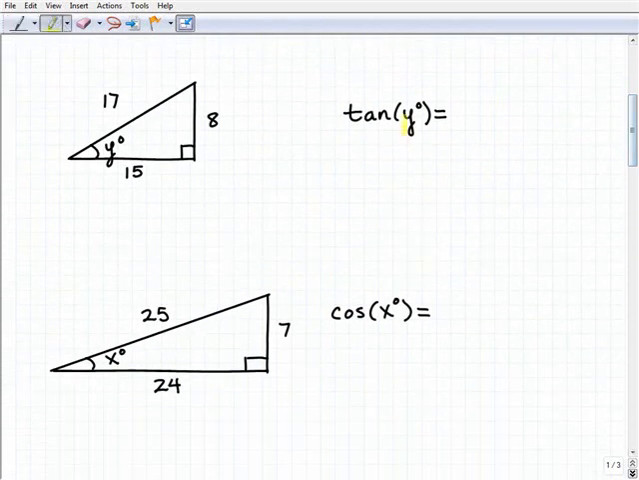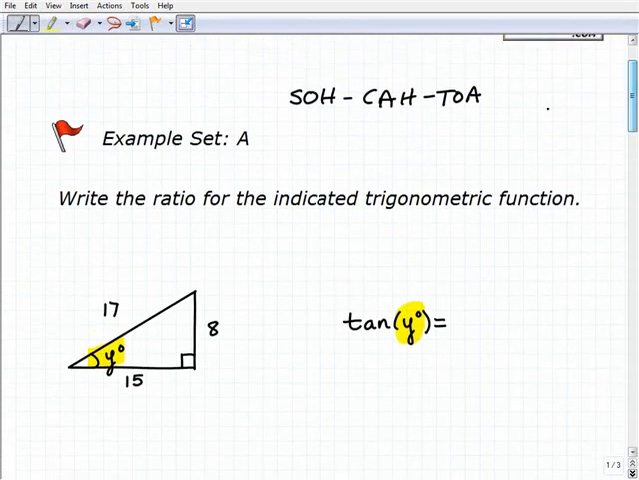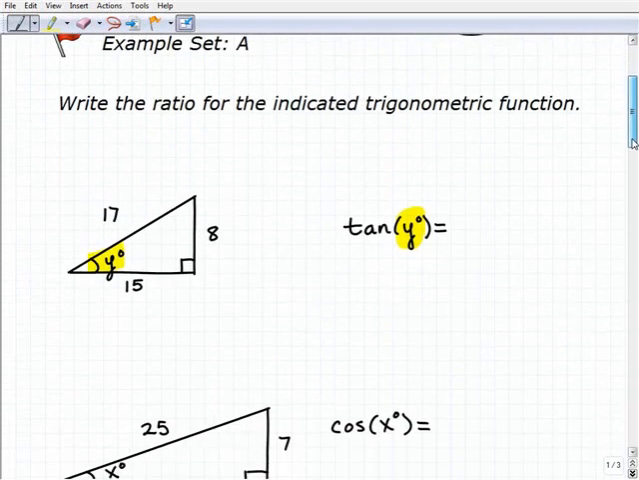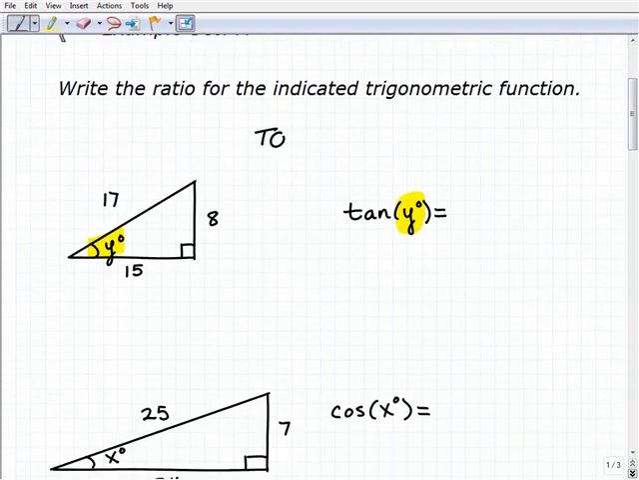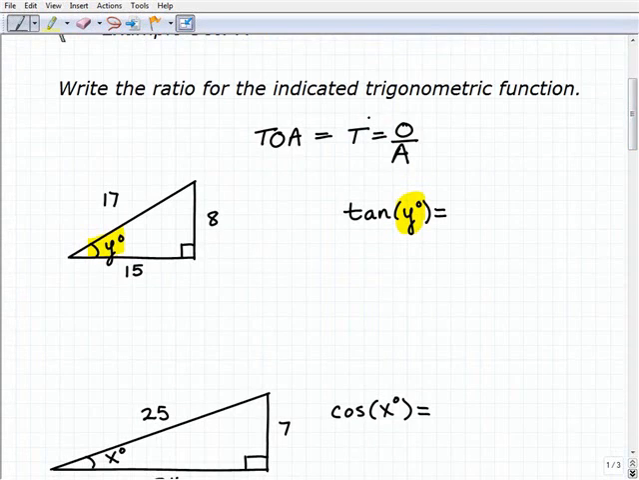Here we're asked to write the tangent of angle y. So here's angle y. A quick review: I would be using the TOA, that's our saying. So tangent, or TOA, is equal to the opposite over the adjacent. That's your TOA, T-O-A.